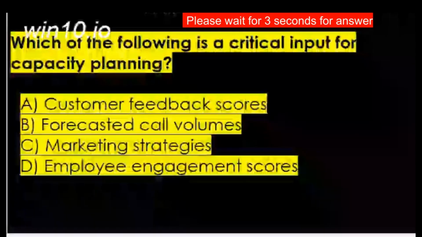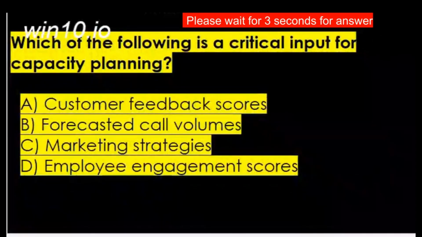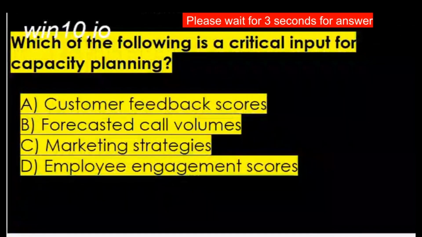Next question we have, which of the following is a critical input for capacity planning? Option A, customer feedback scores. Option B, forecasted call volumes. Option C, marketing strategies. Option D, employee engagement scores.